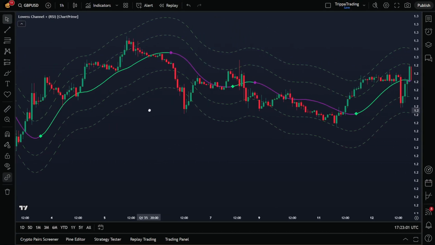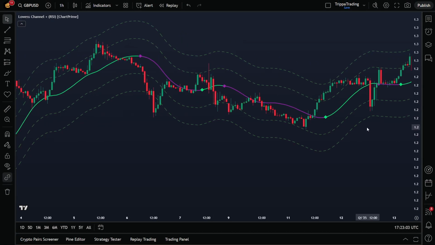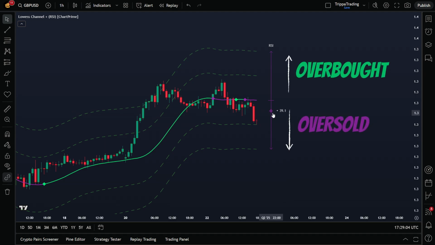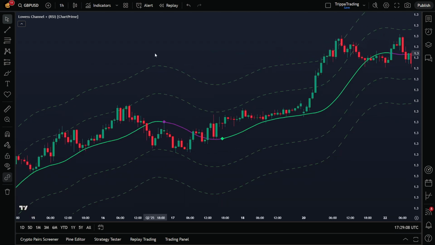And one more cool thing. Check out the area next to the most recent candles. You'll see this vertical gauge. That's the built-in RSI gauge. It shows you the current relative strength index value visually right there in the context of the price channel. This is super handy for getting a quick read on momentum, whether the market might be getting overbought or oversold. All right, let's look at the settings of this indicator.